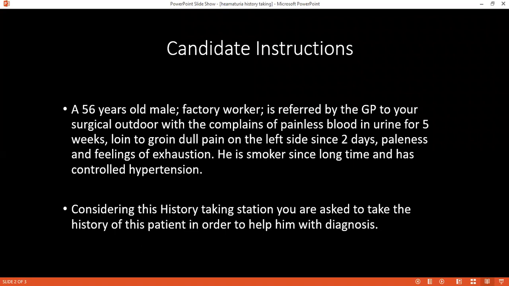A 50-year-old male factory worker is complaining of painless blood in the urine for the last 5 weeks, and he also has pain in the left lower region for the last 5 days. So my top differential diagnosis would be CA bladder, CA kidney, and then kidney stones or any infection like pyelonephritis. What investigations would you ask for to confirm your diagnosis?